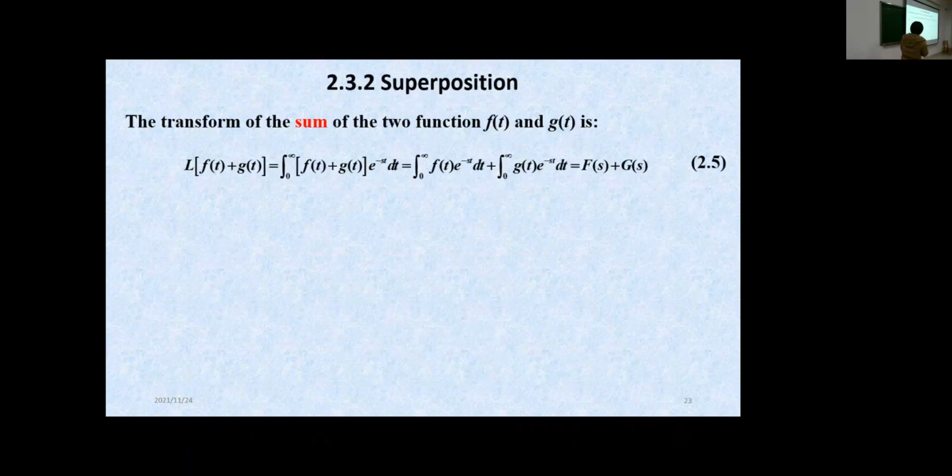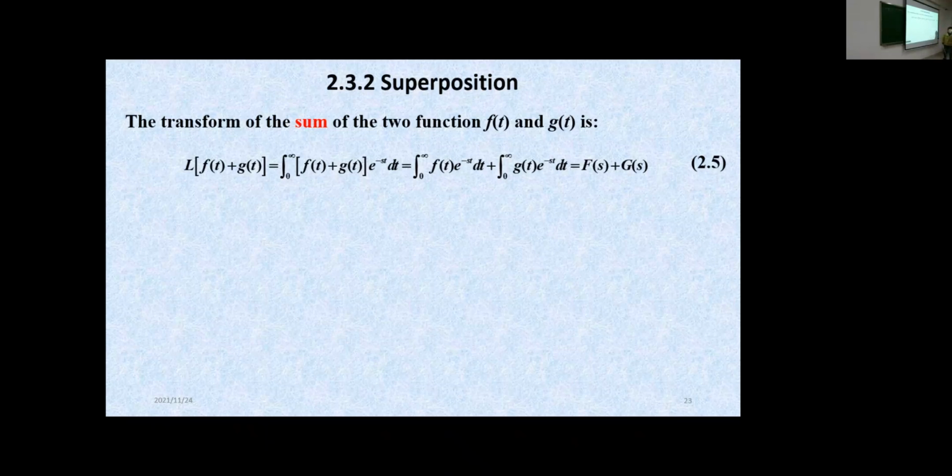Superposition. What is the transform of the sum of the two functions f(t) and g(t)? First, the Laplace transform of f(t) is upper F, and the transform of g(t) is upper G. Then how about the transform of the sum of these two functions? The Laplace transform of f(t) plus g(t), according to the definition, is the integral in the time domain from 0 to infinity of e to the minus st times f(t) plus g(t).